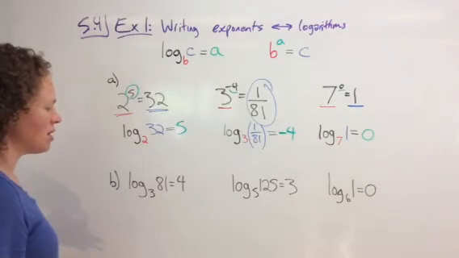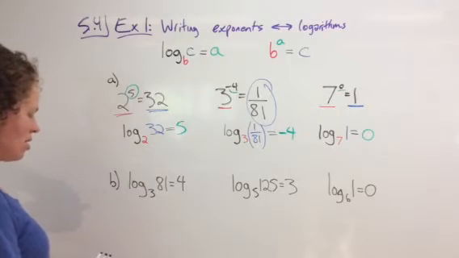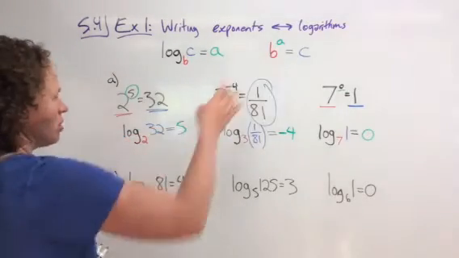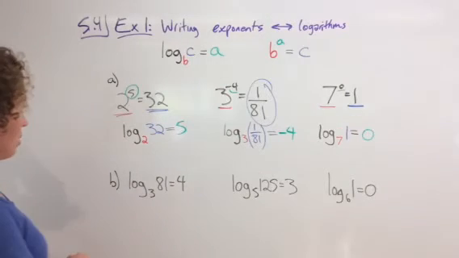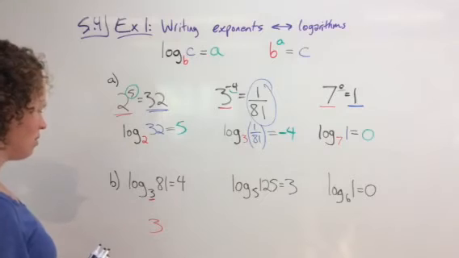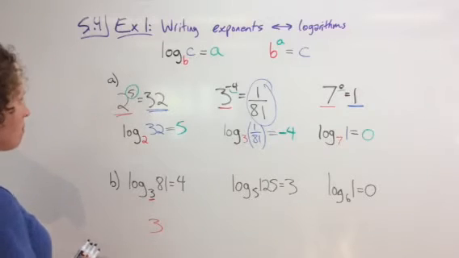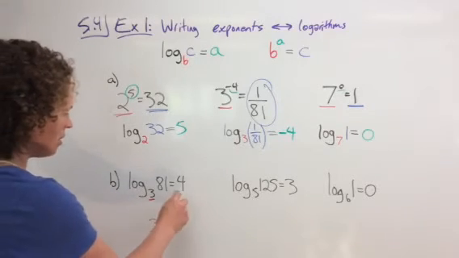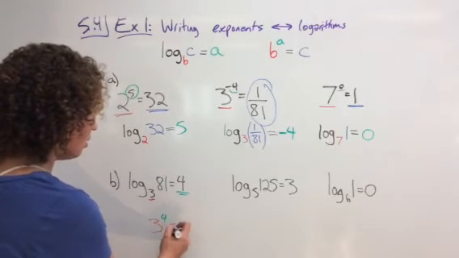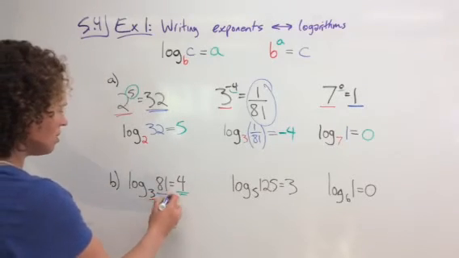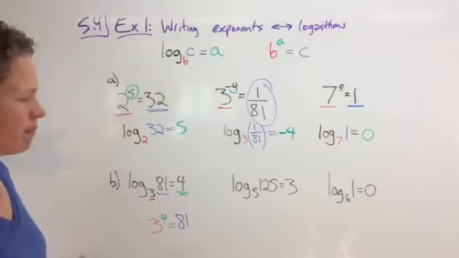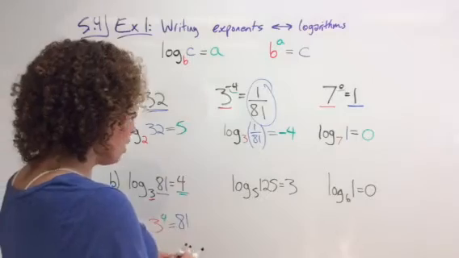Now this one gives us logarithms, and it wants us to put them into exponential. So what I'm going to do here is recognize that my base is 3. So I'm going to write down 3 as my base. My exponent is my answer, so that's 4. That's going to be equal to the answer, which is 81. 3 to the power of 4 is 81. Check, check. Okay, moving on.